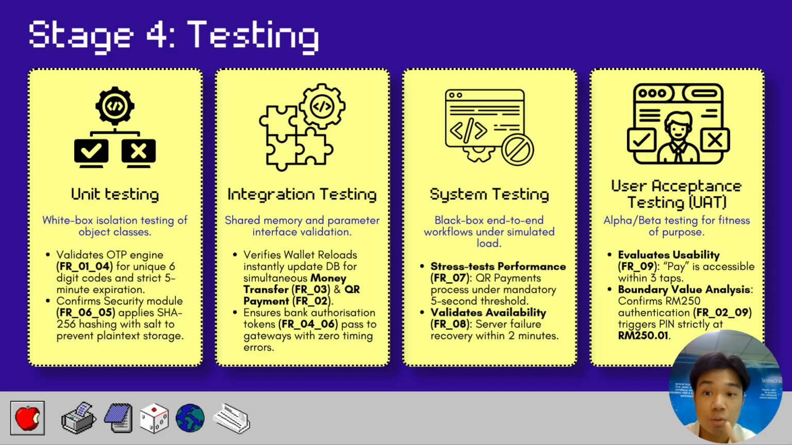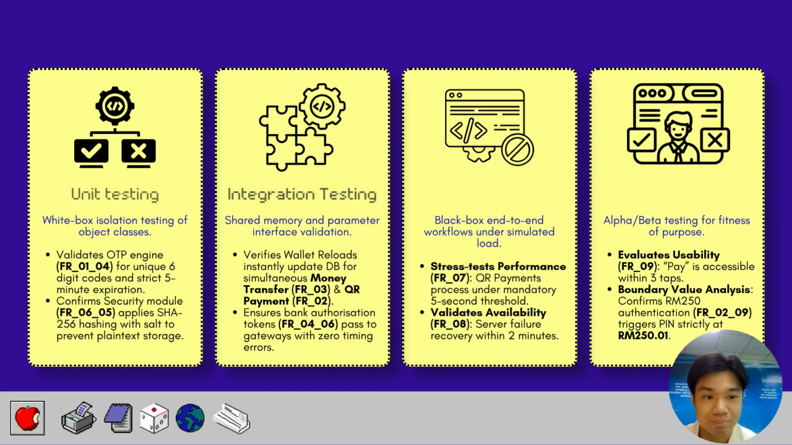For system testing, we use black box workflows to stress test performance, ensuring QR payments process within a 5-second threshold and the server recovers from failure within 2 minutes. Finally, user acceptance testing, the UAT, evaluates usability, confirming that users can reach the pay function within 3 taps and that PIN authentication is strictly triggered at the Ringgit Malaysia 250 and 1 cent boundary.